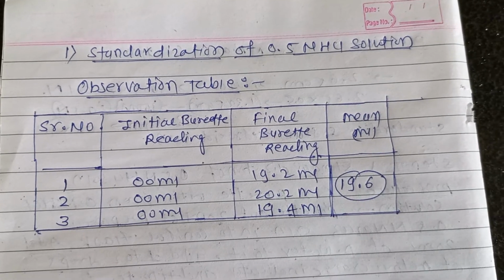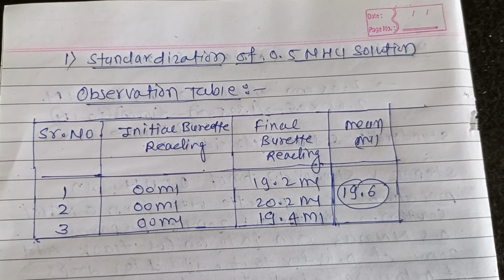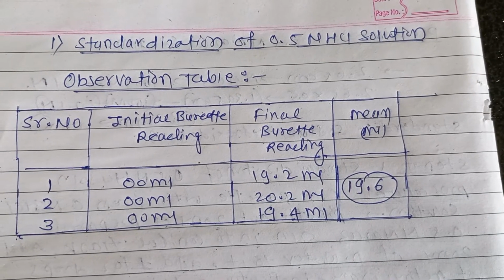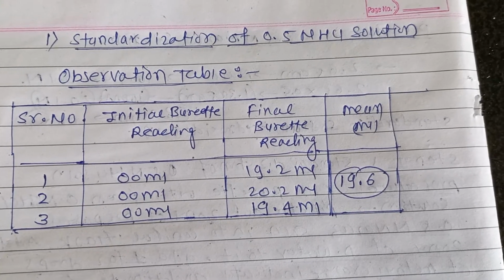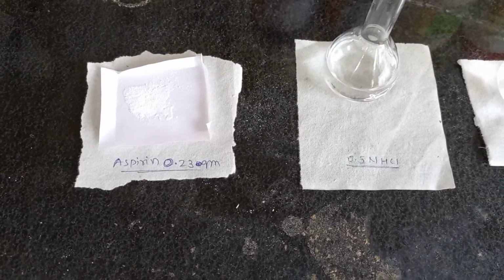Now let us do the next part of the procedure, that is the second part, the assay of aspirin. So let us do the next part, the assay of aspirin. Okay. The next procedure is the assay of aspirin. Now let us do the next part of the procedure.